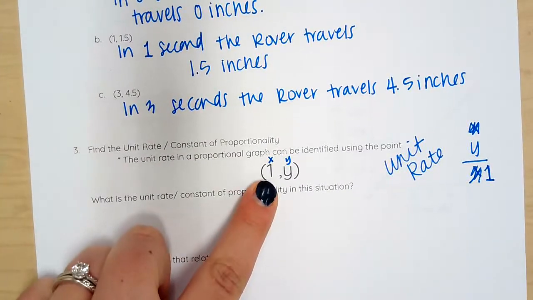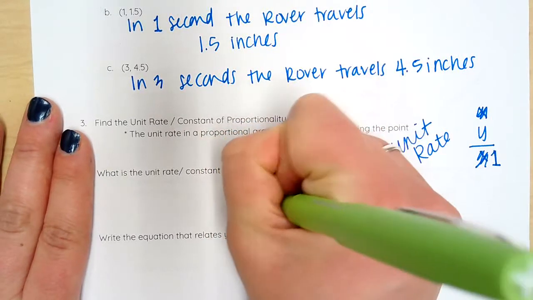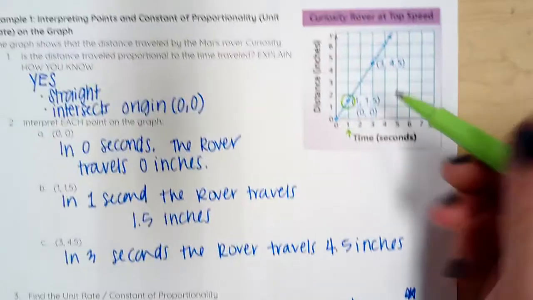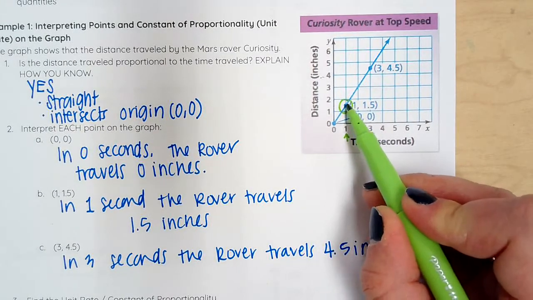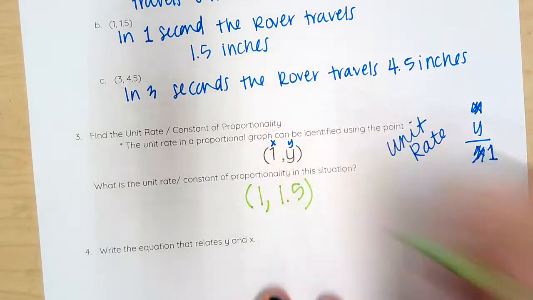So we would write that here as an ordered pair. Our 1 is always our X, and our Y is wherever that X hits on the Y. So in this case, it'd be 1.5.